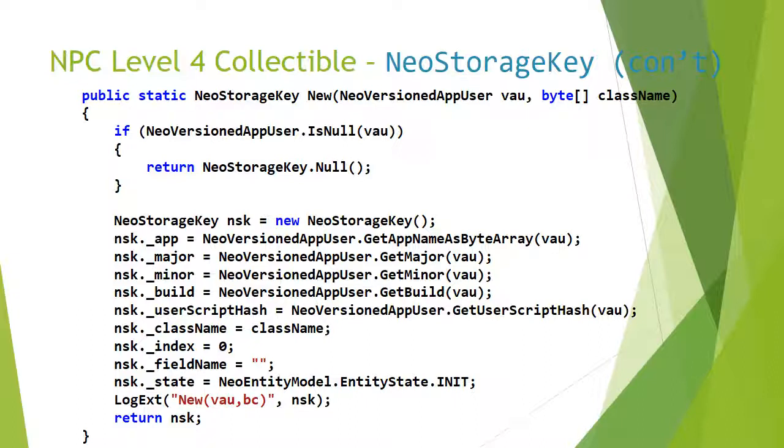So here's how we create a new storage key. We pass in a new versioned app user object and the class name, and here we copy those values over from the Neo versioned app user, the VAU. And here we see the first example of not just defining these public static methods, but how you use them. So we can see that we've defined a class previously called the Neo versioned app user, and then we've got public static methods like get app name as byte array, get major, get minor, get build, get script hash, and we pass in the name of the object.